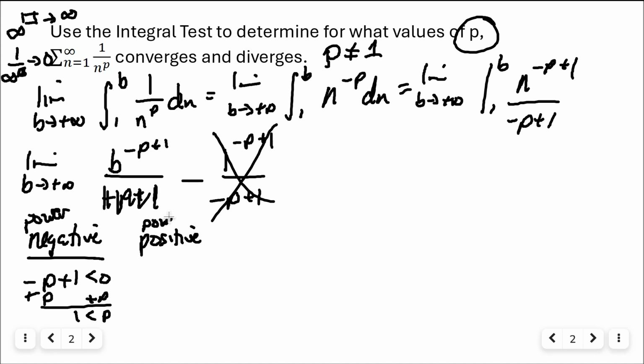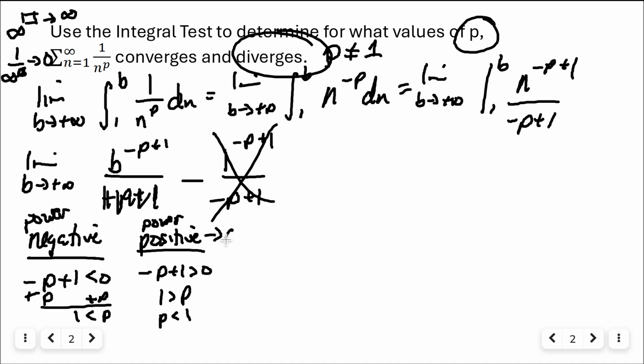For the power to end up positive, then negative p plus 1 would have to be greater than 0. So that would mean if I add p on both sides, I get 1 is greater than p. So p would have to be less than 1, right? So again, you can try it. Let's say p was less than 1. P is negative 5. Put negative 5 in here. Negative 5, but the opposite of that is 5. 5 plus 1 is 6. Now I'll have infinity to the 6th. That's going to infinity, and it's going to diverge.